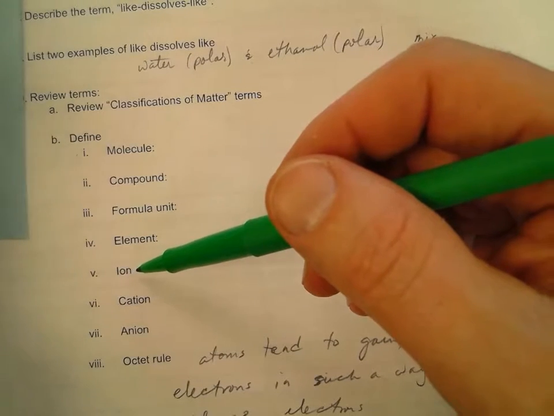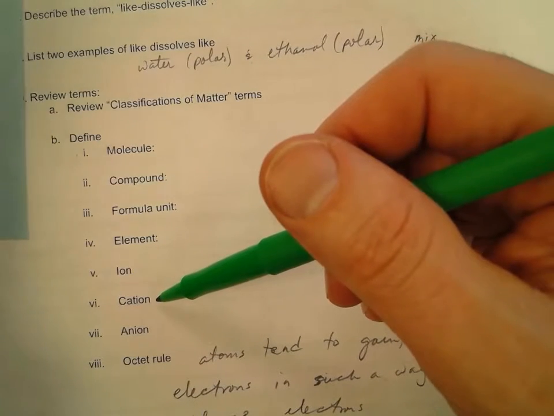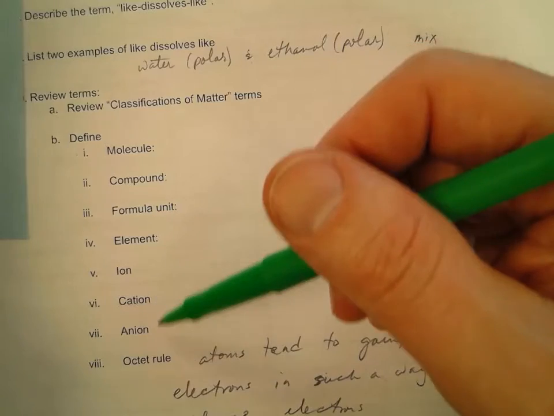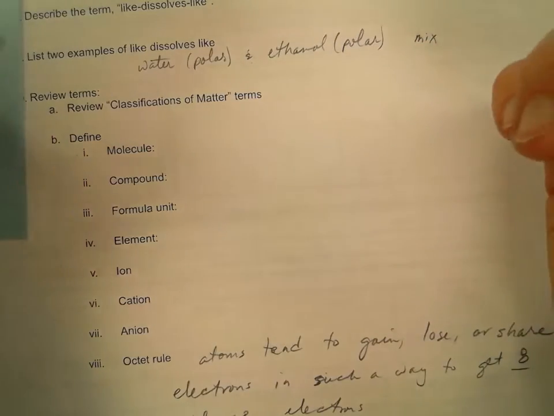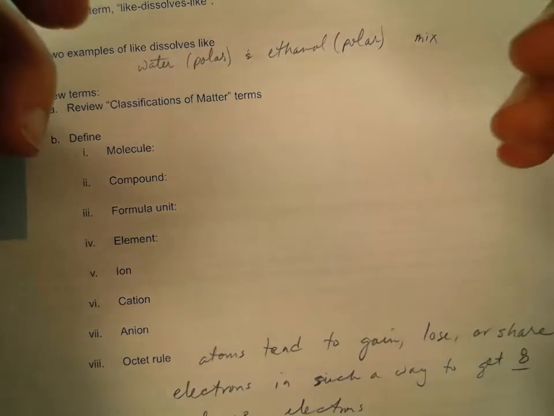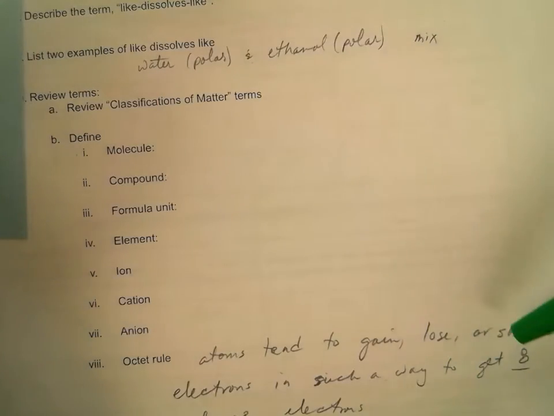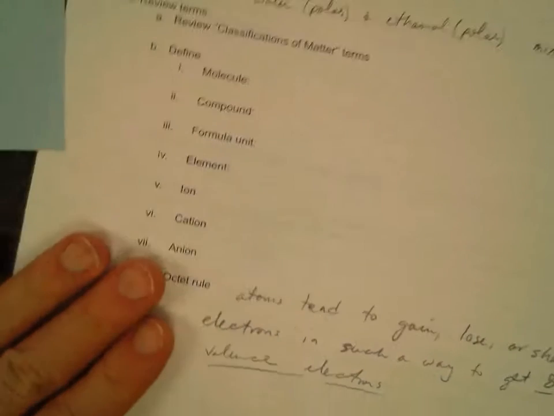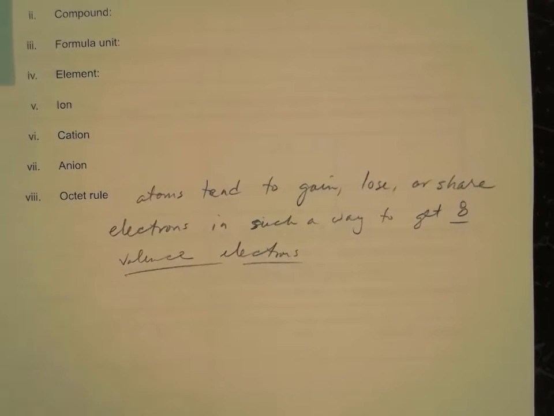An ion just has to be a charged particle, cations, or when you have a positive ion, anions, or when you have a negative ion, and then the octet rule is just the tendency that atoms have to gain, lose, or share electrons so that they get 8 valence electrons.